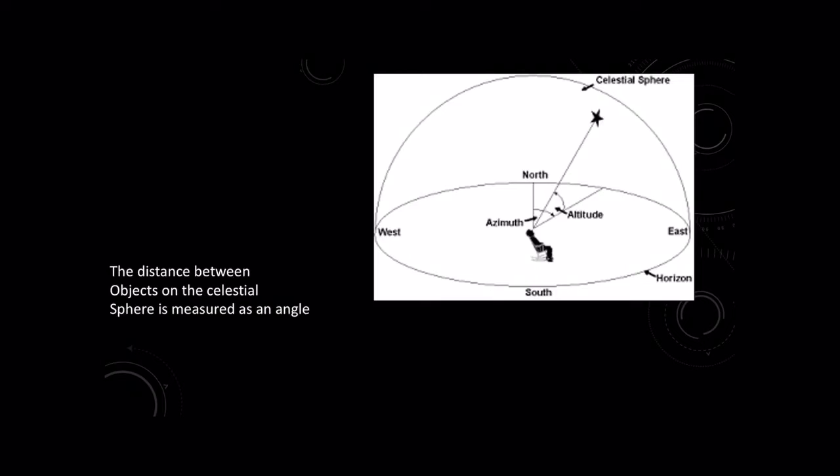The distance between objects on the celestial sphere is measured as an angle. So you have minutes of arc, and then you have seconds of arc.